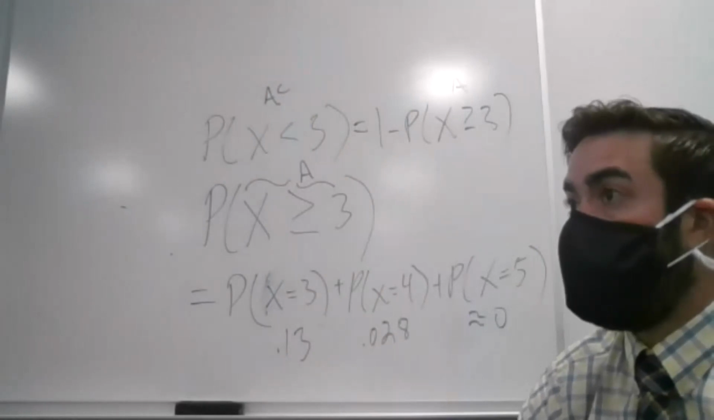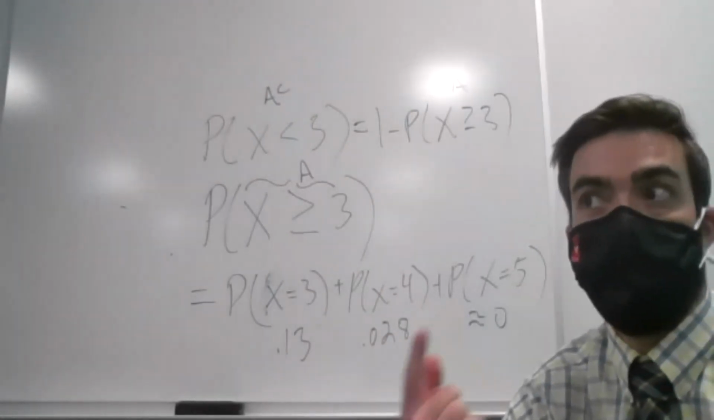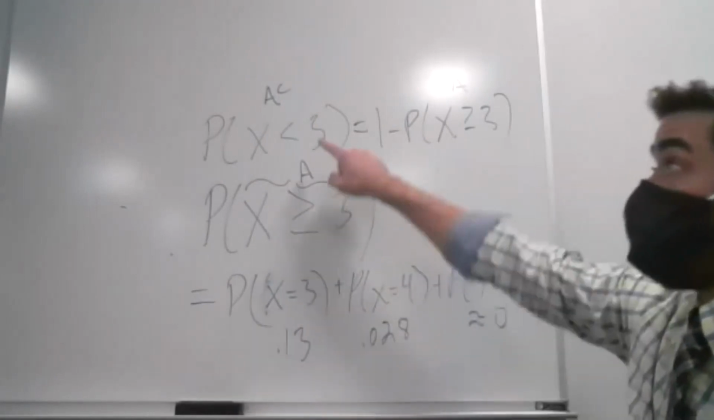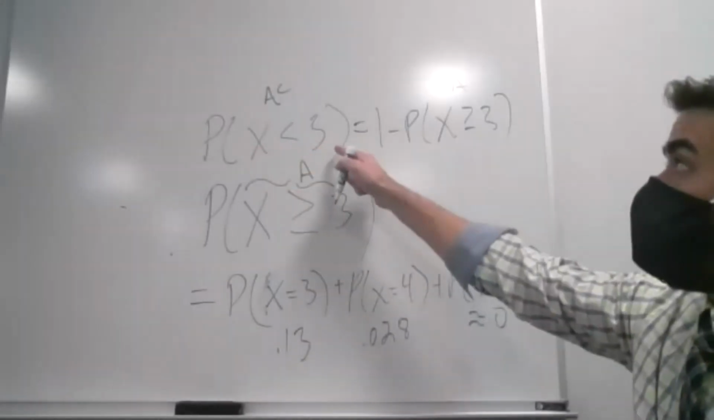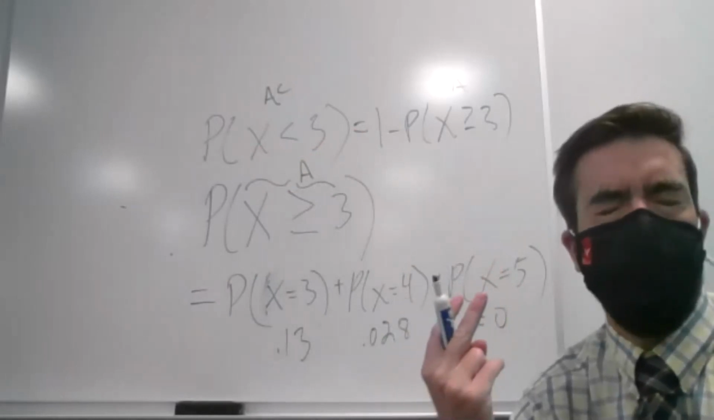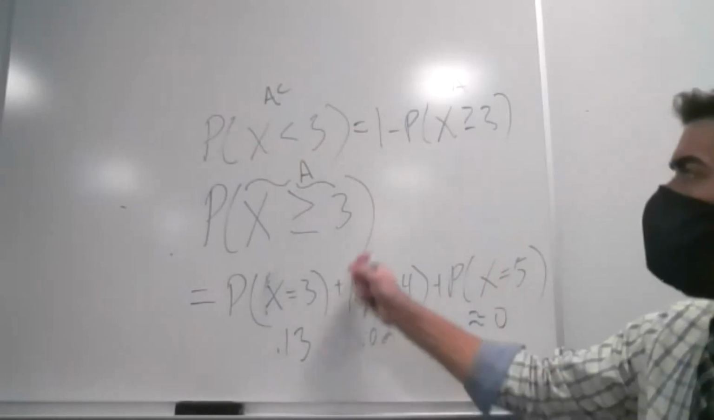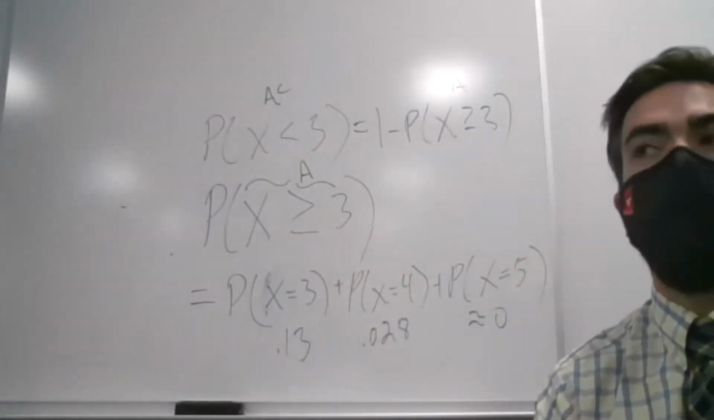Well, what fits that criteria of being less than 3? The only outcomes we could see would be 0, 1, 2. Not 3, because it doesn't have the equality, right? So another way to find this would be to take the probability x is equal to 0, add that to the probability x is equal to 1, add that to the probability x is equal to 2, right? Kind of similar to what we did here. Whatever fits the criteria, just find the probability of each outcome and then add them up.